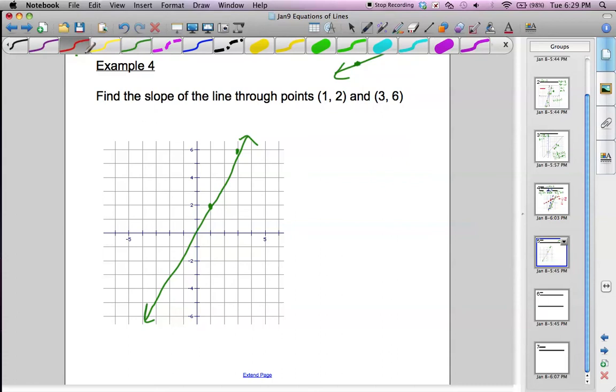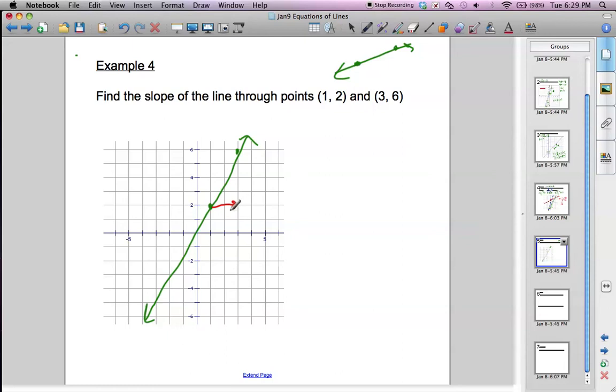So to find the slope, we're going to find the rise and the run. To get from one point to another point, we can go right 2, up 4. So the slope is equal to rise over run, which equals 2. Alright? So that takes a lot of work sometimes, to graph lines and then find the slope that way.